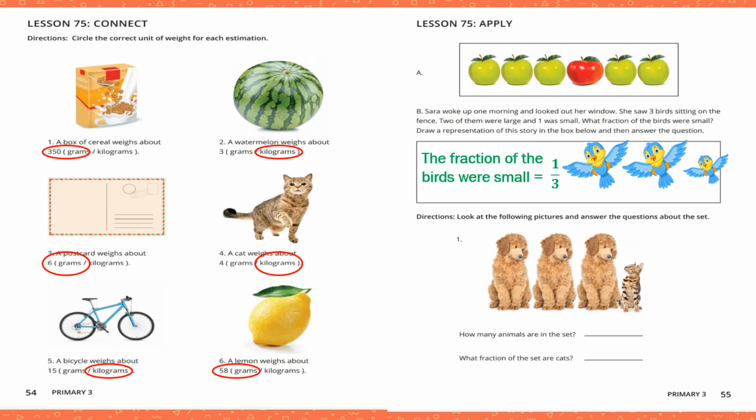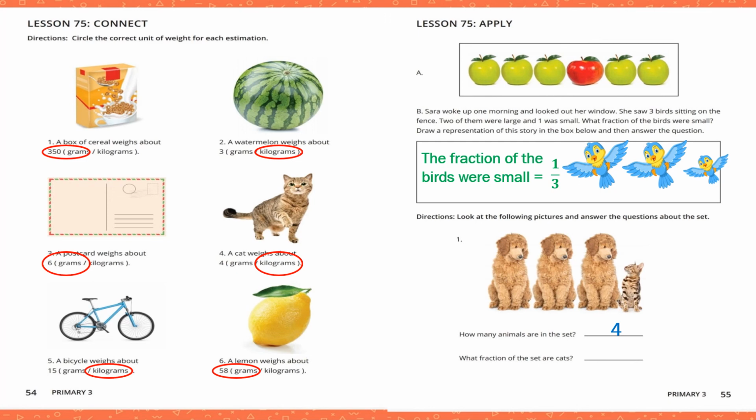Now let's look at the following pictures and answer the questions about the set. How many animals are in the set? We have here how many animals? How many animals here? 1, 2, 3, 4. We have 4 animals in this set. 3 dogs and 1 cat.